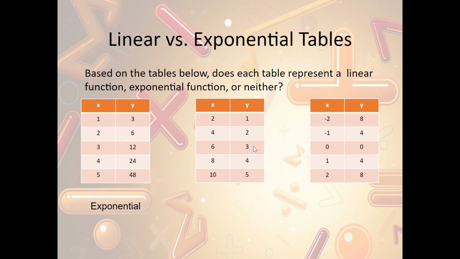Then we have 1, 2, 3, 4, 5. Well, 1 plus 1 is 2, plus 1 is 3, plus 1 is 4, plus 1 is 5. So they're both consistent, they're both addition, therefore it's got to be linear. Now this one says -2, -1, 0, 1, 2. So again, we're adding by 1 each time, so it could be either linear or exponential at this point. Then we go 8, 4, 0, 4, 8. So here we subtracted 4, then we added 4. So it's not a consistent pattern, so therefore it's neither linear nor exponential.